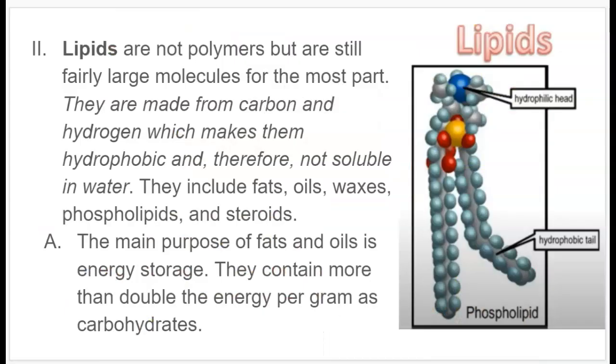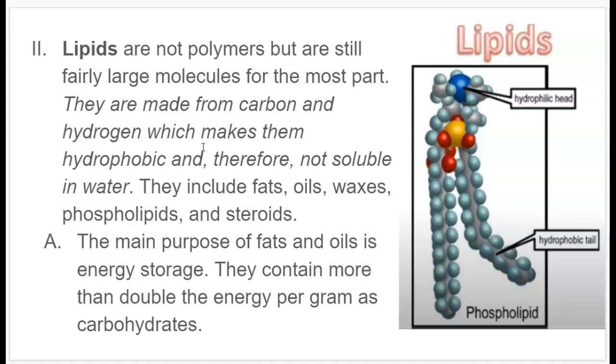Now, things that we need to know about lipids is lipids are not polymers, but they are still fairly large molecules. Okay, so they're not necessarily made up of a bunch of smaller monomers. We need to remember that they are made from carbon and hydrogen. Because they're made from carbon and hydrogen, they are hydrophobic. Remember, phobic means fear of. So if you have a phobia of something, you have a fear of something. So that means they don't break down in water.